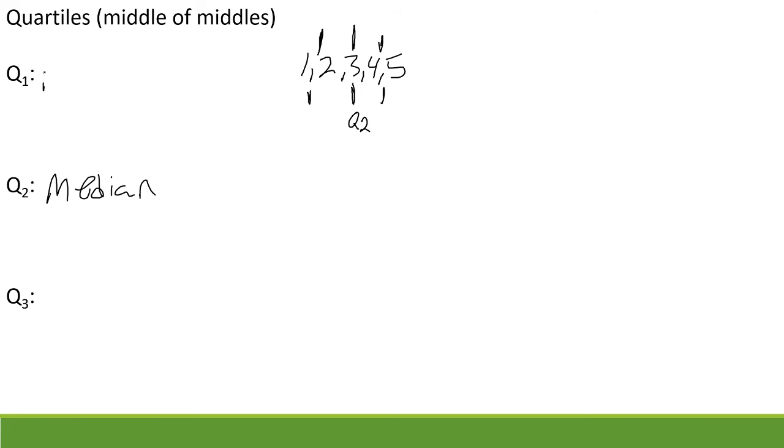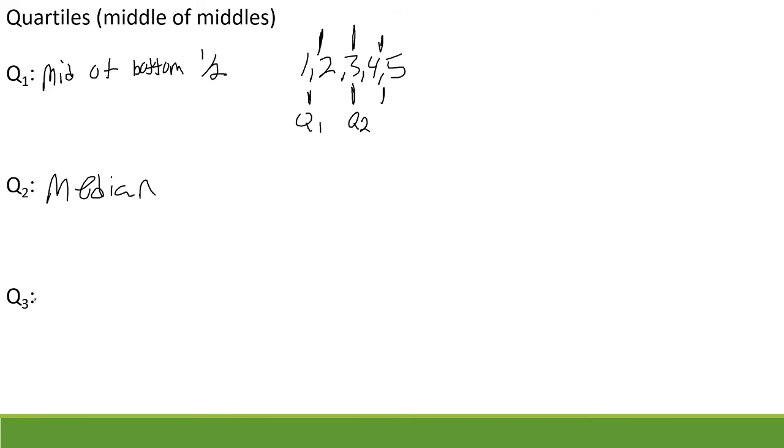Q1 is the middle of the bottom half. So once I find my Q2, I can split my data in half and then find the Q1 by finding the middle of the bottom set of that. So from 3 on down, 2 and 1, that's my bottom half. So I find the middle of 2 and 1 right there, and that's my Q1.